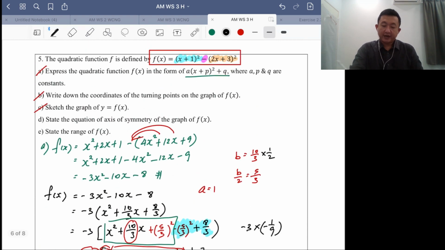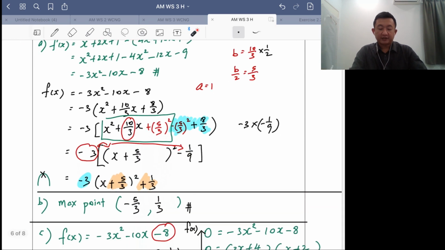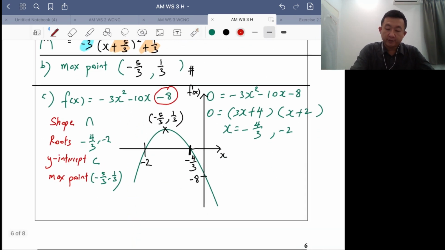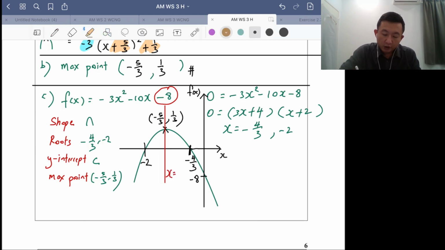And now we look at D. State the equation of axis of symmetry. Of course you can go for the formula, but is it necessary? I don't think so, because your axis of symmetry will be a vertical line passing through the maximum point, as I told you previously. Wouldn't the equation be the same as the x value of the coordinates of the maximum point? Yes, it's the same thing.